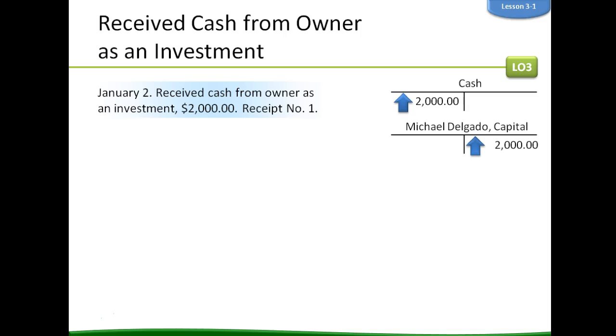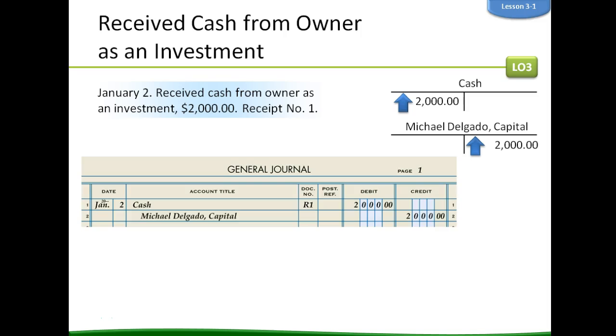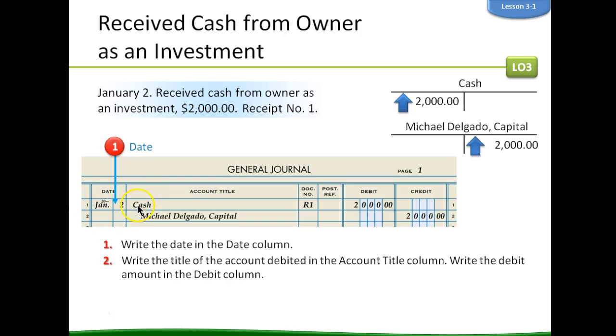We are also going to be looking at the Michael Delgado capital account, and since it's increasing, we know that is a credit. Now, as we're looking at our general journal, you can see that we are going to go in a very specific format when we're updating this general journal. So we wrote the date. The account title that is to be debited always goes first. So you always list your debits before your credits.